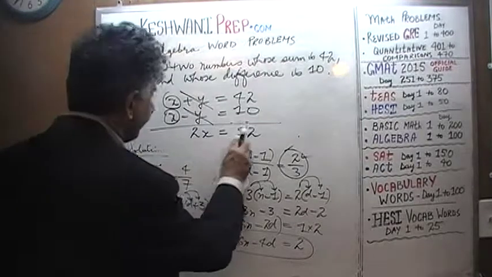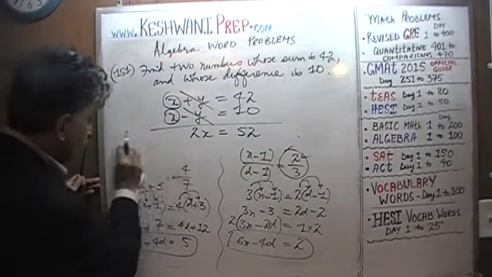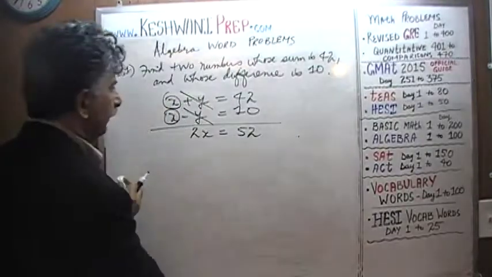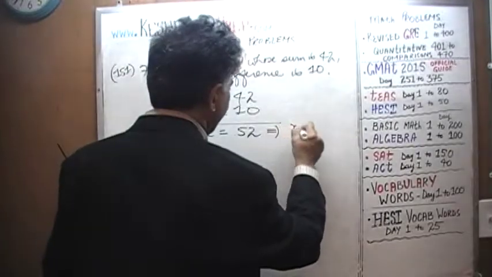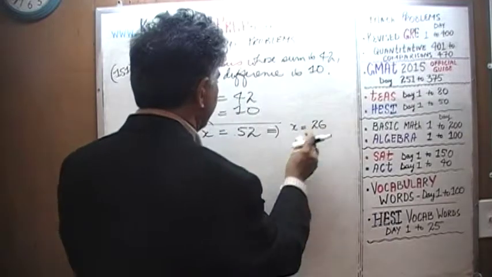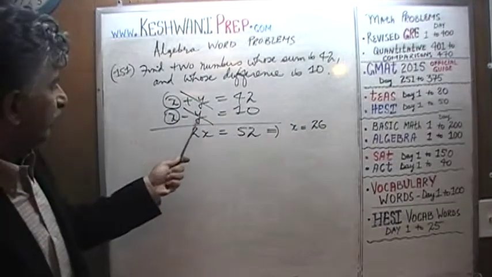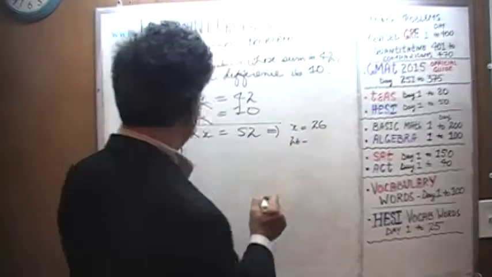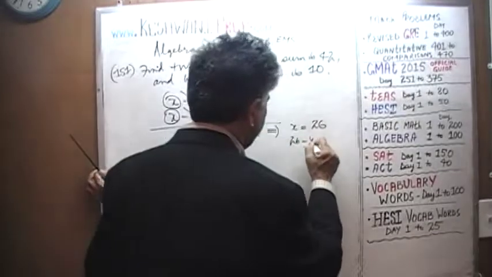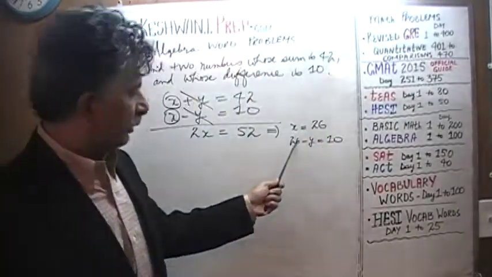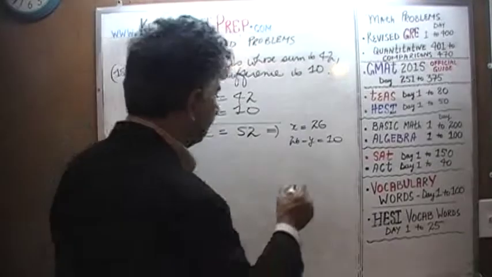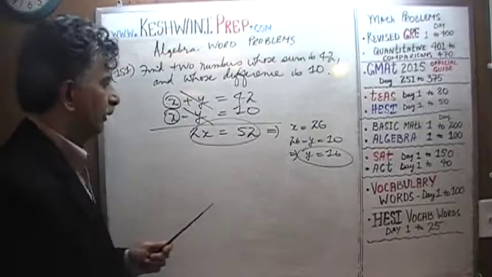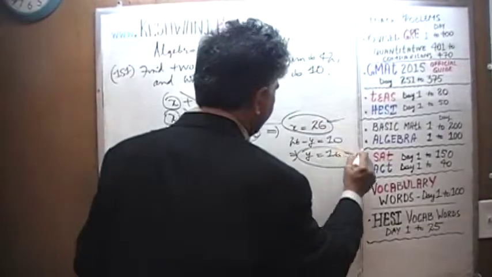x must be 26. This implies that x must be 26. And if x is 26, we are told that x minus y equals 10. Using the second equation here, 26 minus y equals 10. 26 minus what number equals 10? Of course, 16. That implies that y must be 16. Very good. So the numbers are 26 and 16.